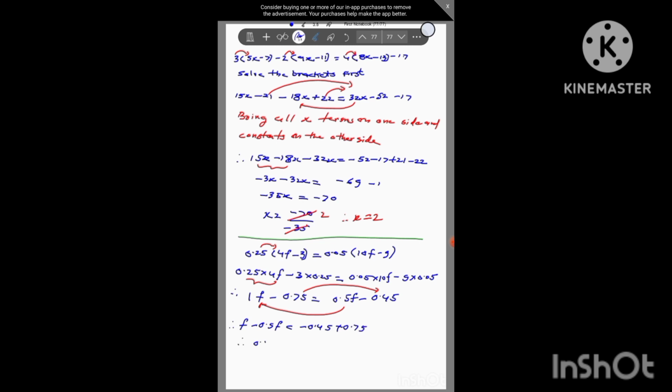Yeah, so go step by step, then you will not make any mistake. Okay, 1 minus 0.5 is 0.5, and 0.45 is like that. You get 0.3. I'm going step by step. This is equal to f equal to 0.3 upon 0.5, that is 3 upon 5, or 0.6. That's the answer.